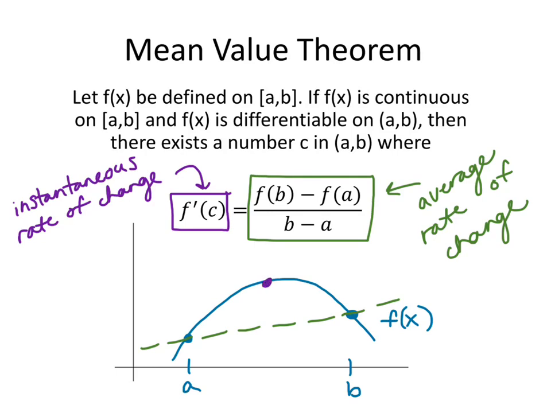So if I draw a point somewhere in that interval that would have a tangent line parallel, meaning it has the same slope, the location of that would be at some number c, which is in that open interval from a to b, where the slope of the instantaneous rate of change is the exact same thing as the slope of the average rate of change. Let's take a look at an example.